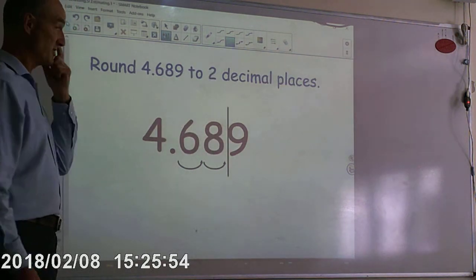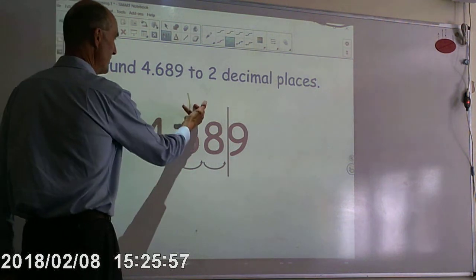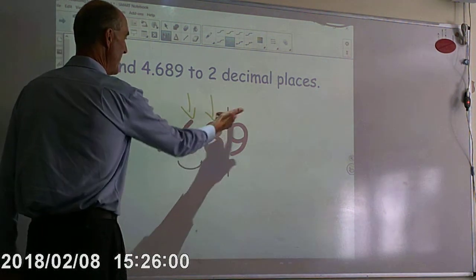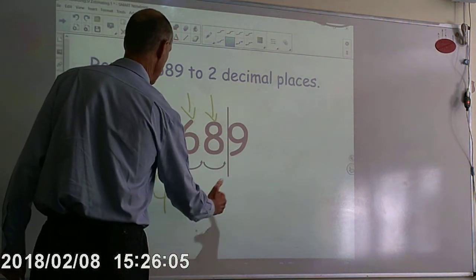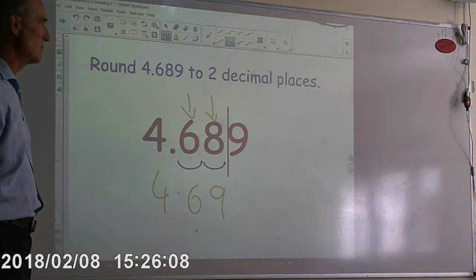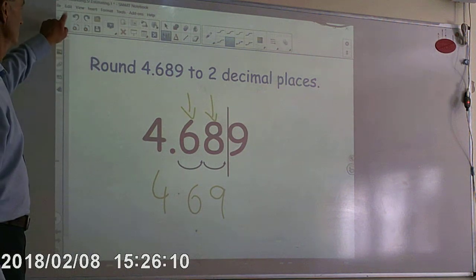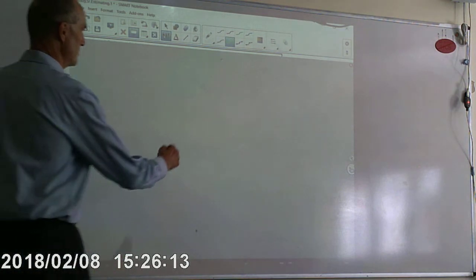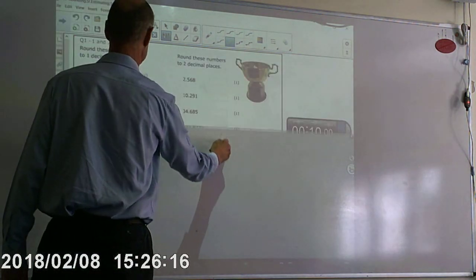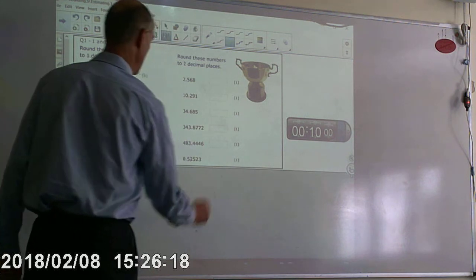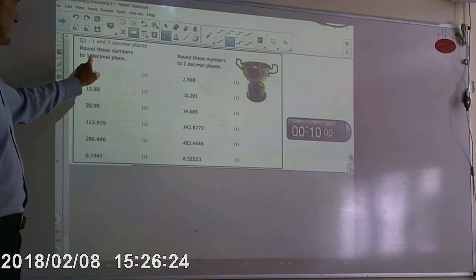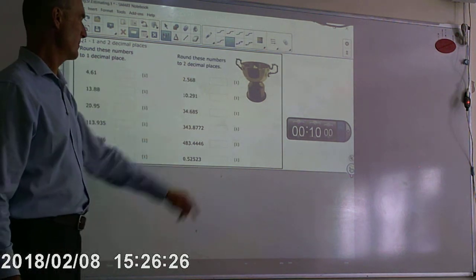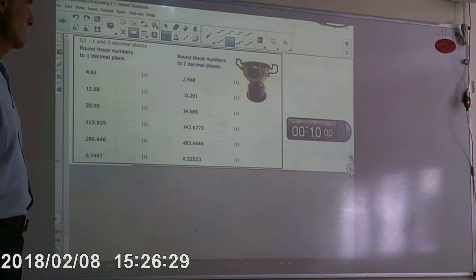Right, to 2 decimal places, same sort of process. First decimal place, second decimal place, is that 8 affected by the 9? Yes it is. So 4.69 is our result. So look at a few examples here. Give yourself a little bit of practice. Rounding to 1 decimal place this column, rounding to 2 decimal places this column. Maybe pause the presentation and have a go at those for yourself.